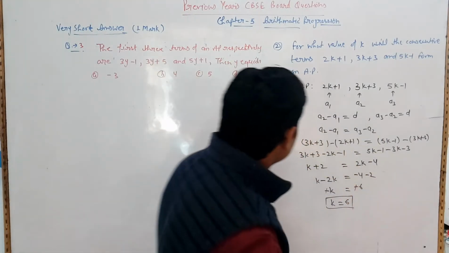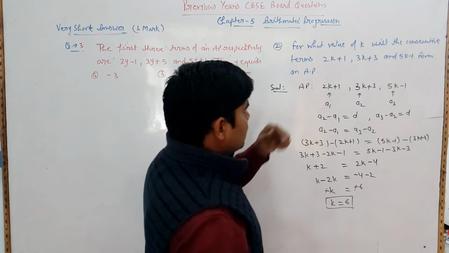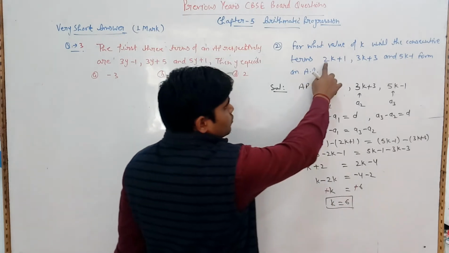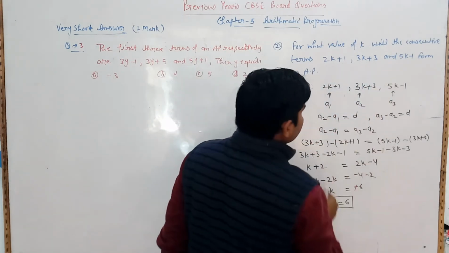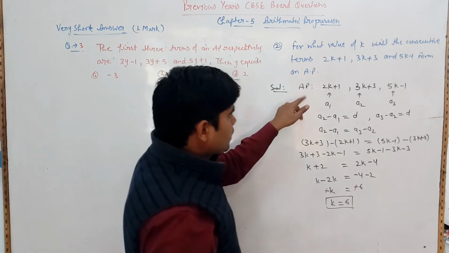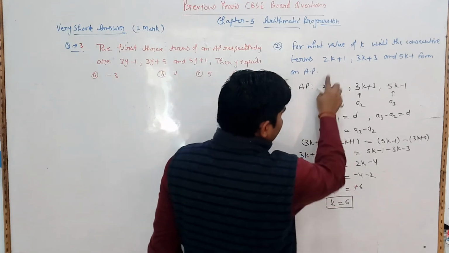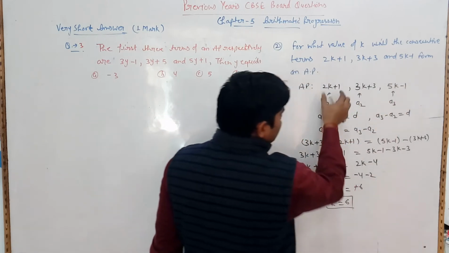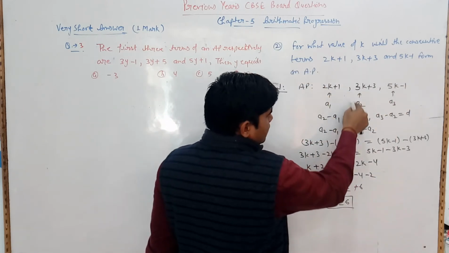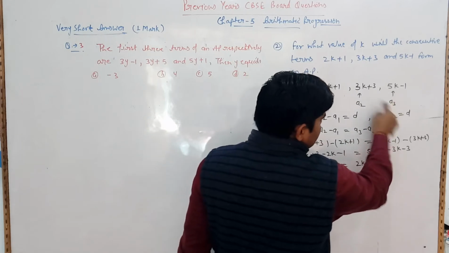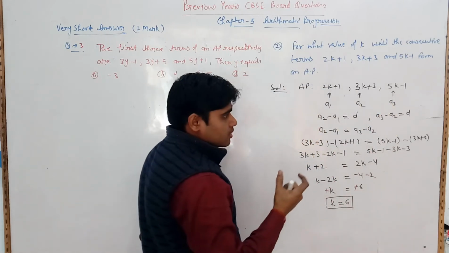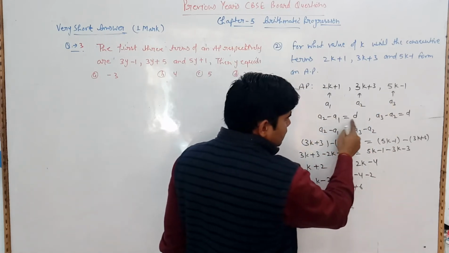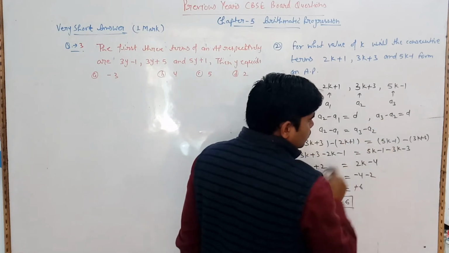Now second question. For what value of k will the consecutive terms 2k plus 1, 3k plus 3 and 5k minus 1 form an AP? So here the terms of the AP are 2k plus 1, 3k plus 3, 5k minus 1. The first term is A1, the second term is A2 and the third term is A3. In an AP the common differences A2 minus A1 and A3 minus A2 are both equal.